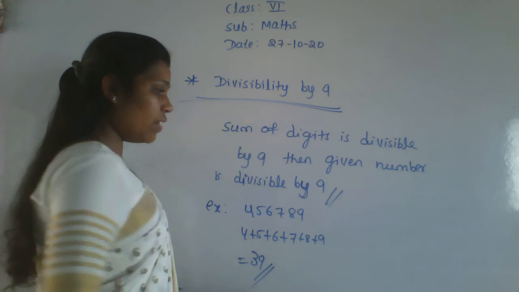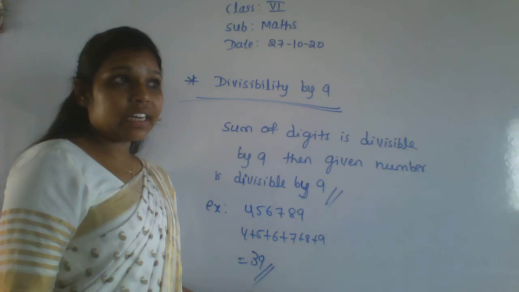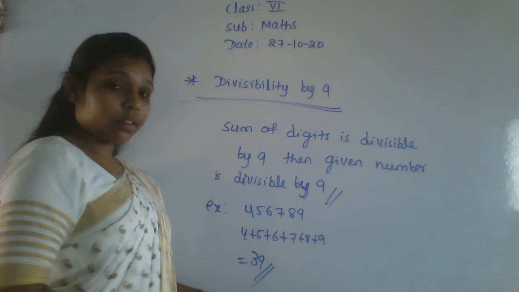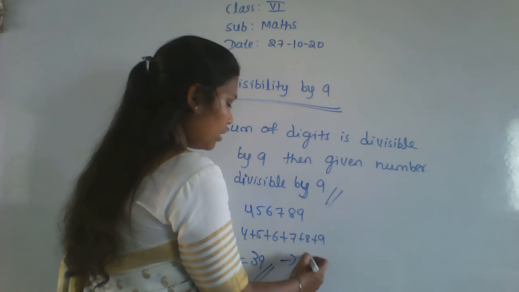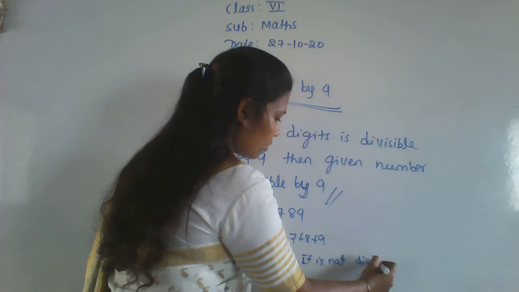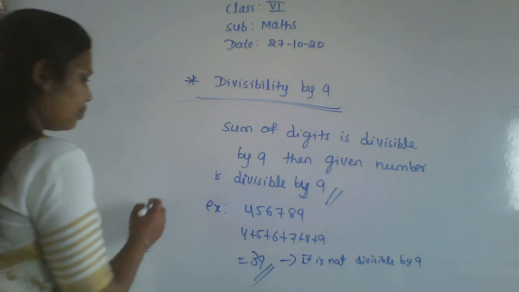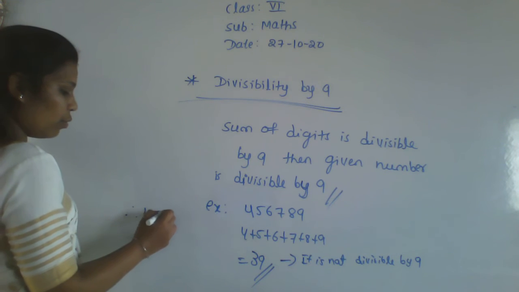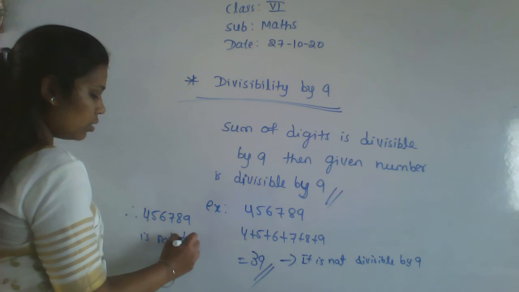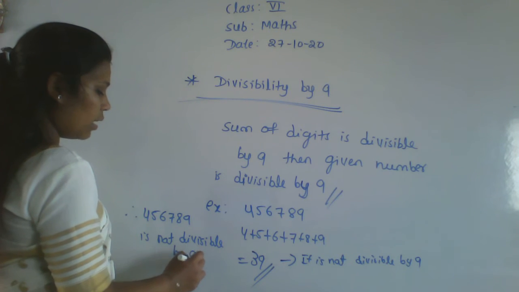Whether 39 is divisible by 9? No, in the 9 table, 39 is not there. 36 is there, 39 is not. So then we can say it is not divisible by 9. Therefore 4, 5, 6, 7, 8, 9 is not divisible by 9.